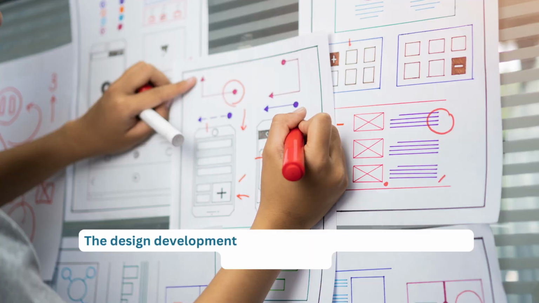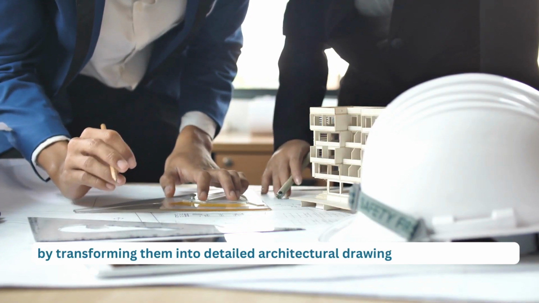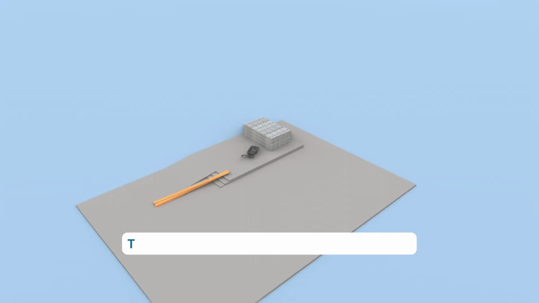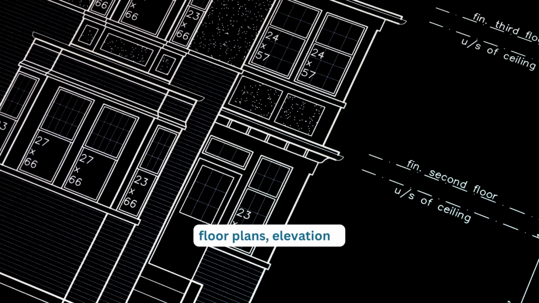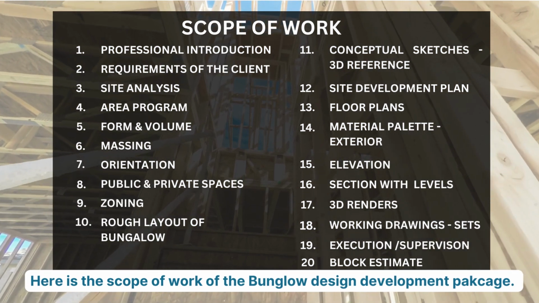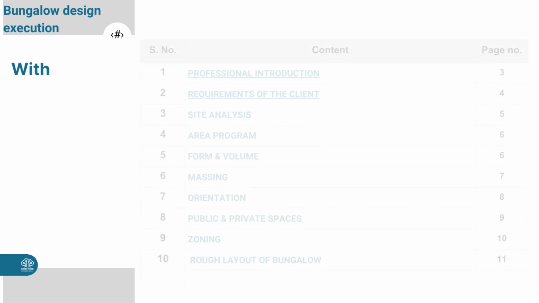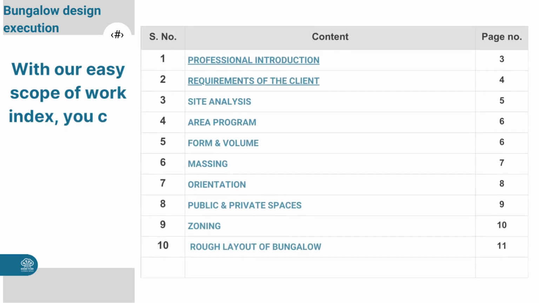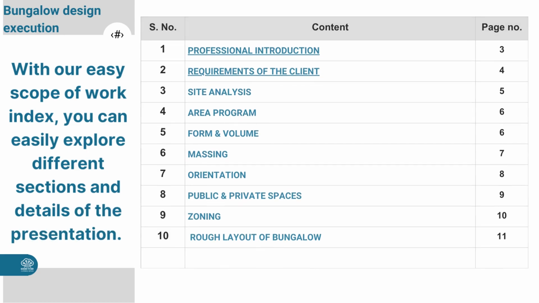The design development package takes your conceptual plans to the next level by transforming them into detailed architectural drawings and specifications. This stage involves the creation of 3D models, floor plans, elevations, and other technical documentation necessary for construction. Here is the scope of work of the Bungalow Design Development Package. With our Easy Scope of Work Index, you can easily explore different sections and details of the presentation.